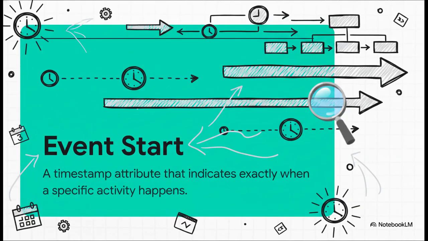Finally, you map the event start timestamp. I can't stress this enough. This is absolutely critical for establishing the correct chronological order of the activities in your log. Without timestamps, the system knows what happened, but it has no idea in what sequence. The event start tells the system exactly when a specific activity kicked off.